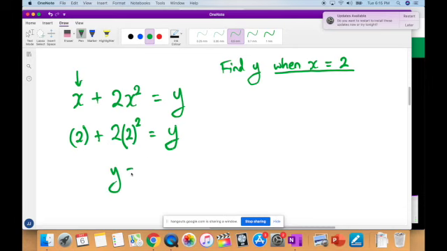So therefore y is equal to, well, this 2 squared is 4. 4 2s are 8. 8 plus 2 is 10. Is that correct? Did I make a mistake? 2 2s are 4. 4 2s are 8. 8 plus 2 is 10. Y is equal to 10.